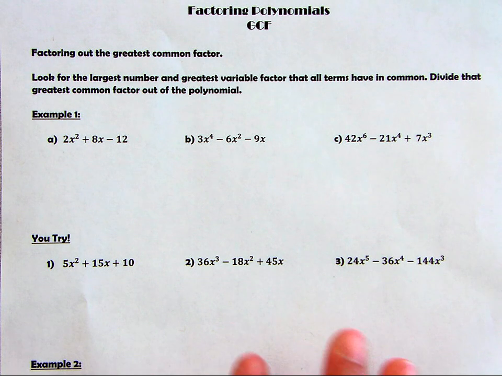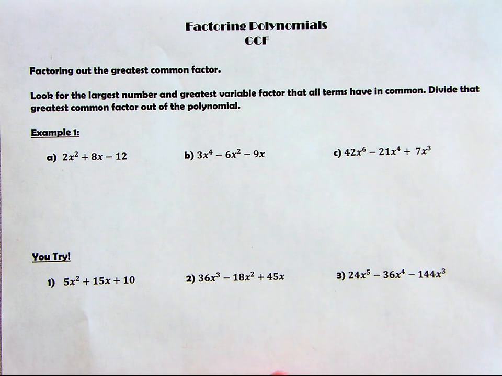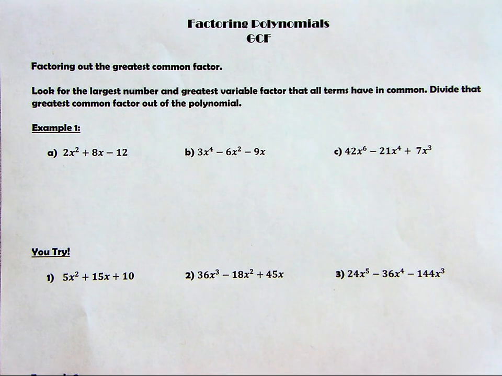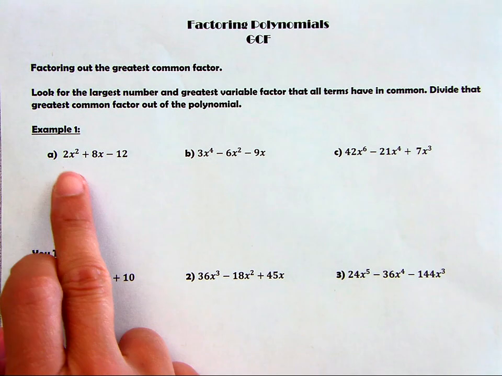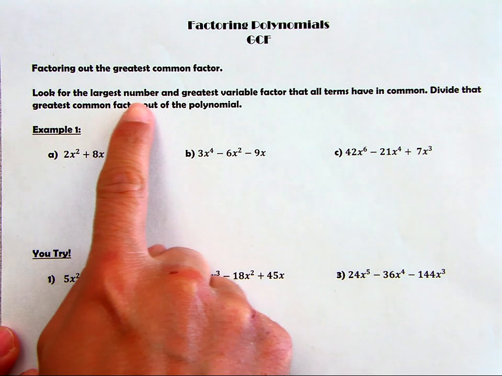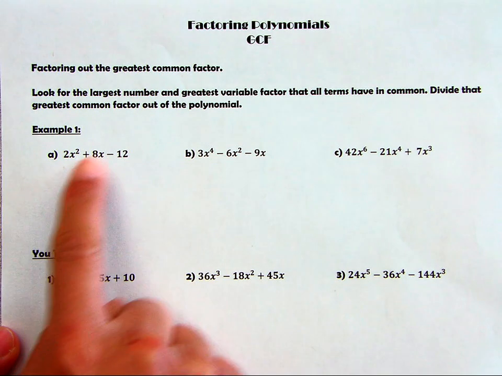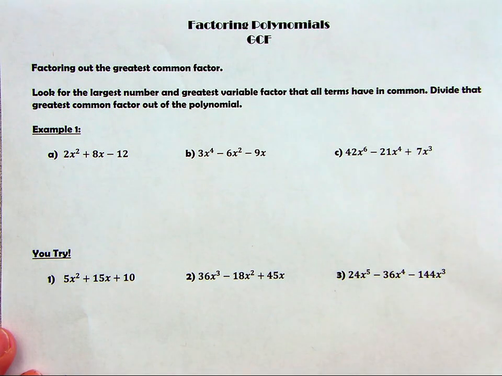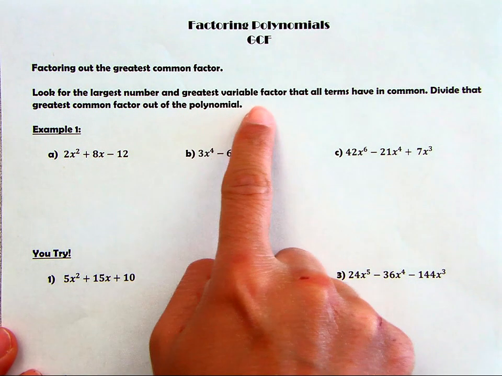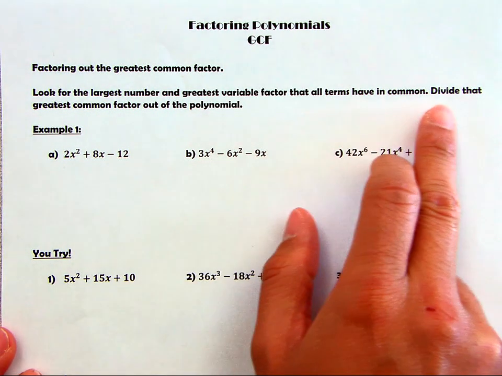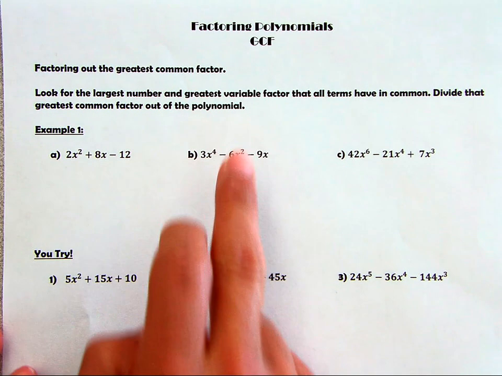Okay. So this is really just a review of how we ended the first semester, right? So we've got factoring polynomials GCF, right? So that stands for the greatest common factor. What is the largest term that can be used to divide all the other terms in the polynomial? Okay. So look for the largest number. By that they mean coefficient. So like this first one, 2, 8, 12. Well, the biggest coefficient we can divide by is 2. And then the greatest variable factor, right, the biggest power that can divide all these terms. Divide that greatest common factor out of the polynomial.